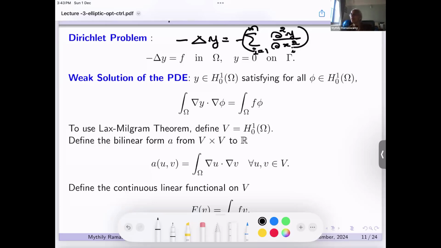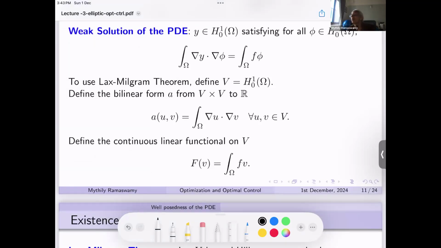But to define a weak solution, y in L2 and gradient y in L2 is enough to define it this way. If this is satisfied for every test function phi coming from H10 of omega, then we will call it a weak solution. Now, this is very amenable to Lax-Milgram theory. So we will take V to be H10 of omega, and a bilinear form, that means it's linear in each of its arguments. It has two arguments, U and V, and A of UV is equal to gradient U dot gradient V.